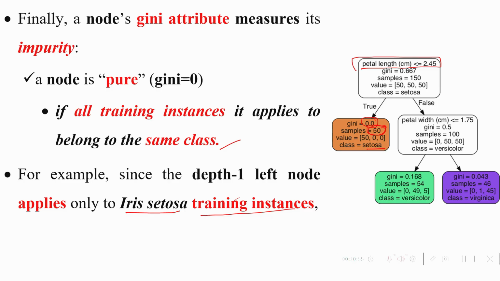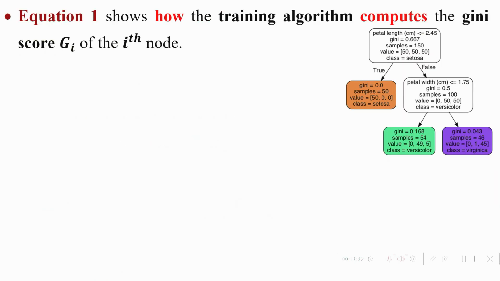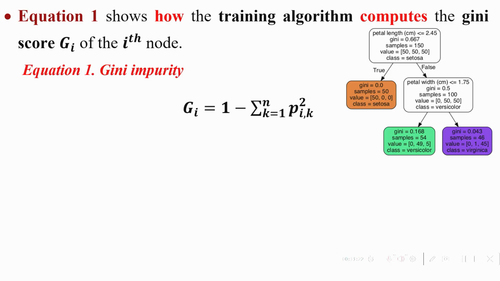If a node is a pure node, we cannot split it into further levels. If the Gini equals some other value, then we can further split the data. Now we use a formula to find the Gini score: Gi of the ith node equals 1 minus the sum over k equals 1 to n of p squared of i,k.